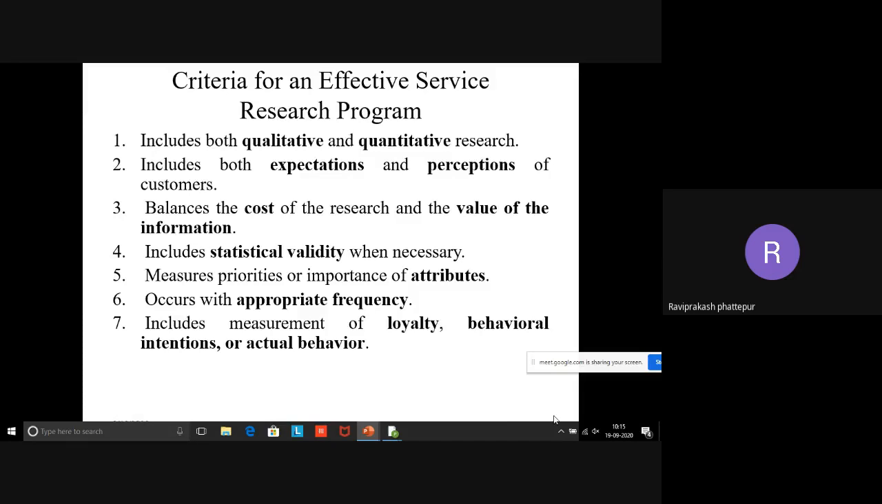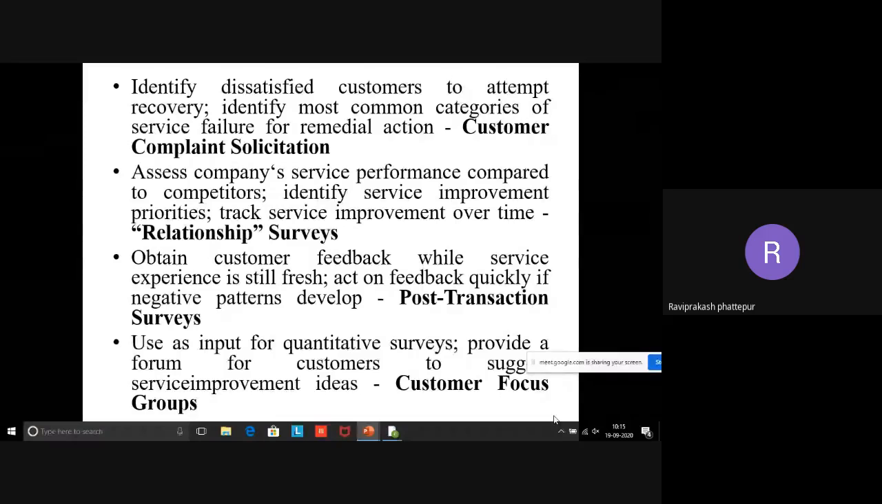Moving to the next one, that is just a continuation of those: identifying dissatisfied customers to attempt recovery. We just saw that. Then identify most common categories of service failure for remedial action. You might think that there might be some few dissatisfied customers due to particular reasons. Are these particular reasons occurring again and again? Are the customers being dissatisfied because of those reasons only, or what? We need to find out those and take necessary actions.